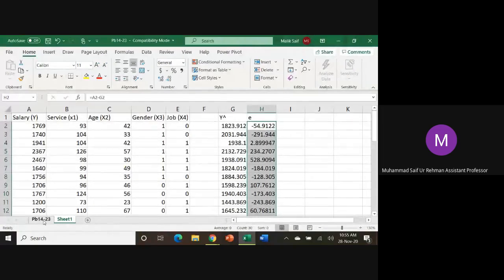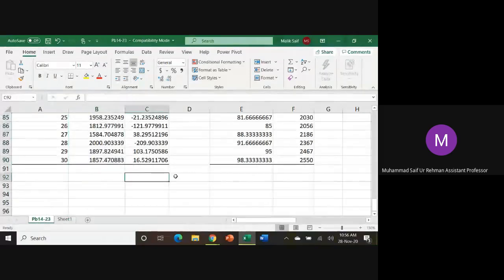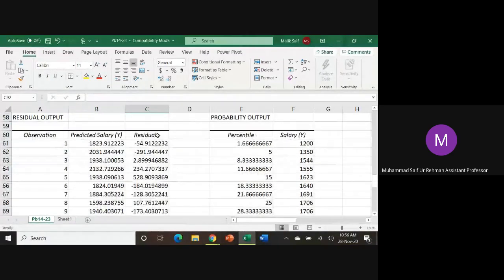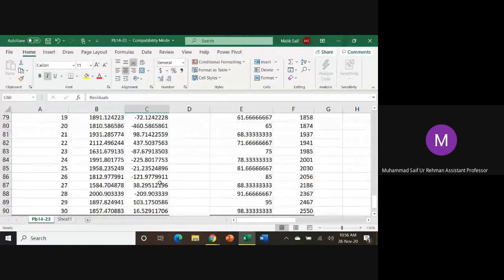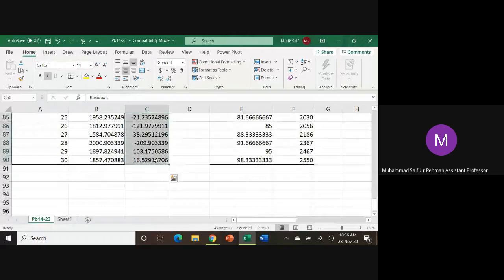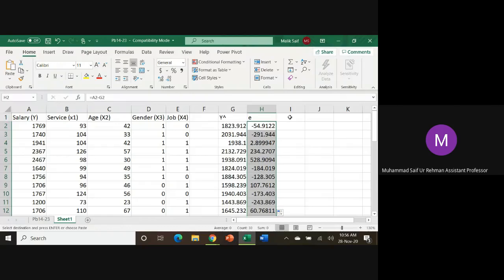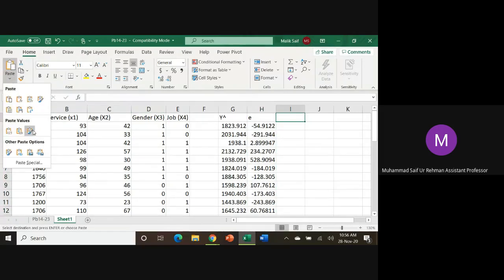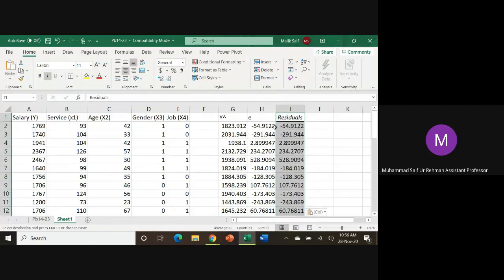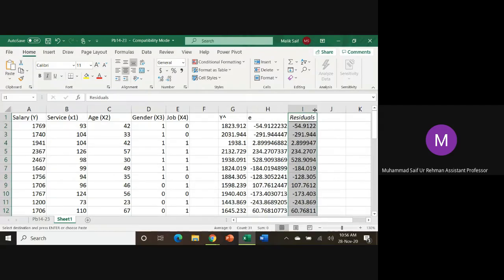Now if you want to compare these values with the residuals given by the software, you can simply write these values in the second sheet here. Simply you have to have the values. So now you can compare these two. These are the residuals. You can see, is there any difference?